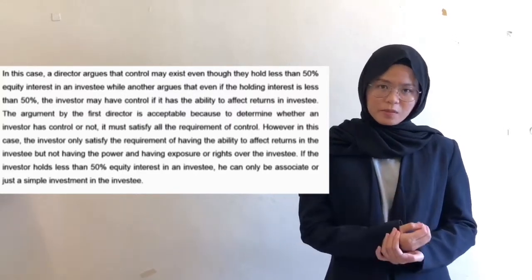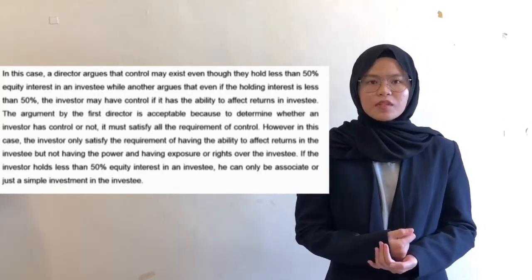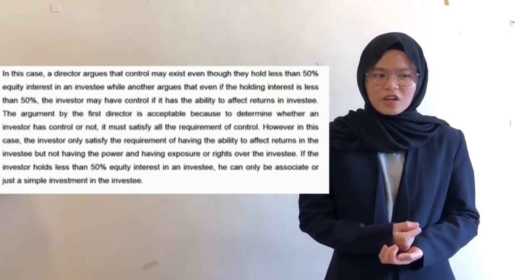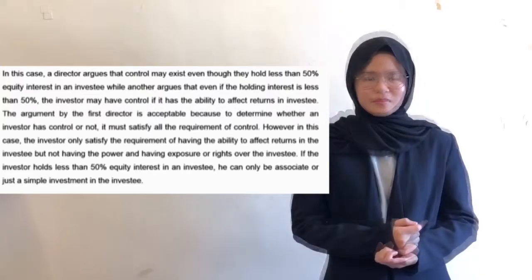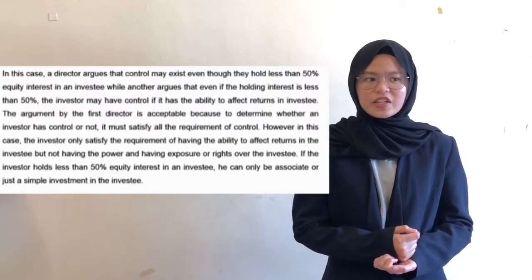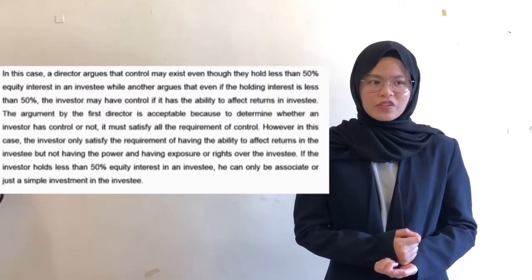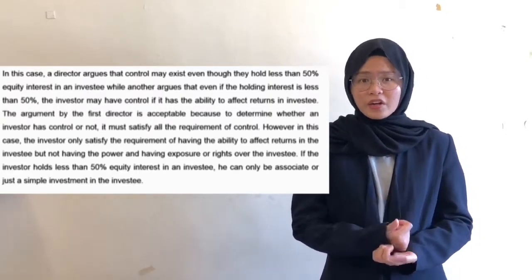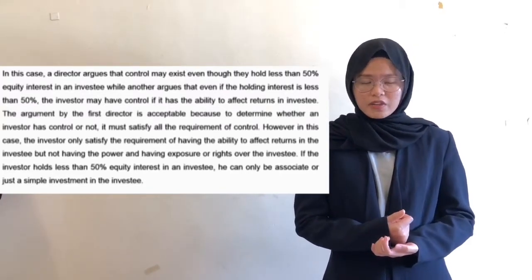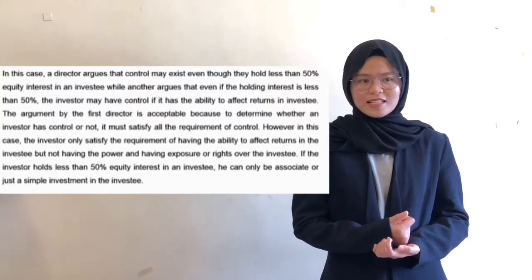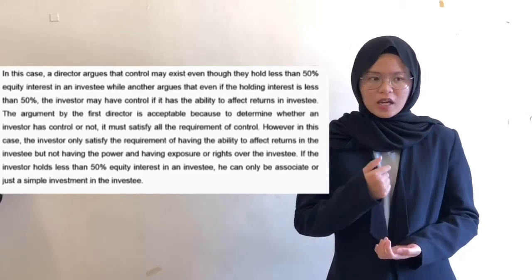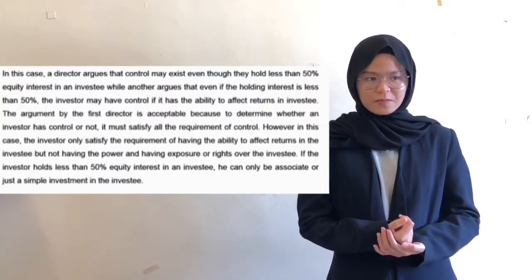The argument by the first director is acceptable because to determine whether an investor has control or not, it must satisfy all the requirements of control. However, in this case, the investor only satisfies the requirement of having the ability to affect returns in the investee, but not having power and exposure or rights over the investee. If the investor holds less than 50% equity interest in an investee, it can only be an associate or just a simple investment in the investee.